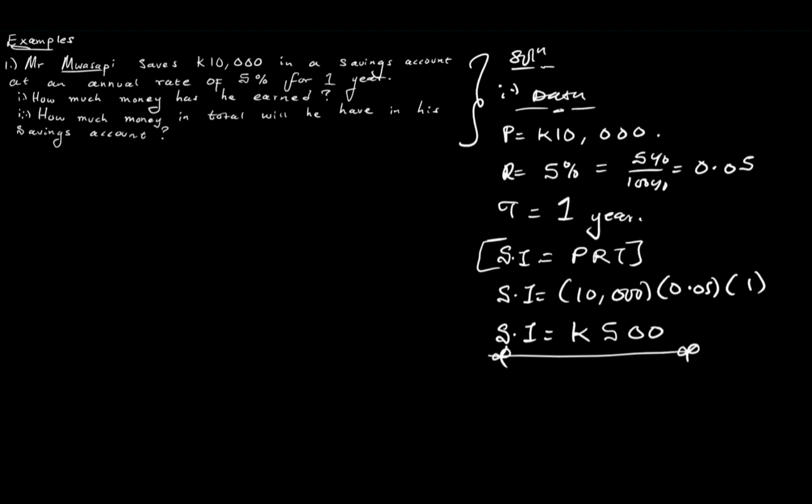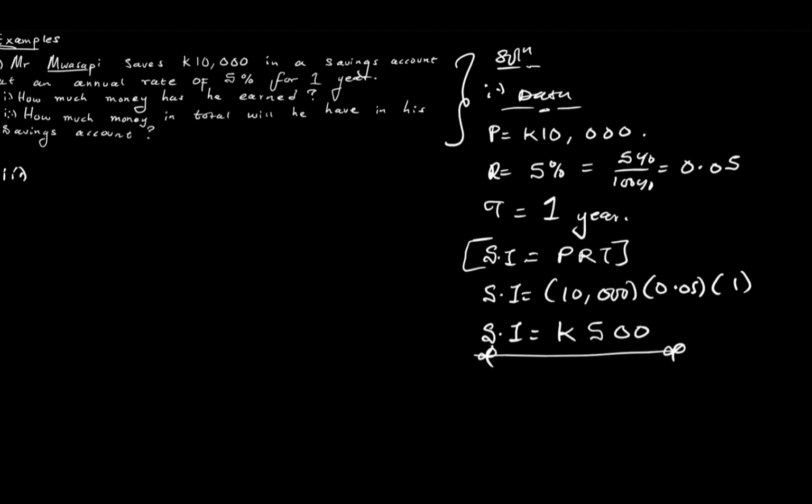Now the second question is telling us to say, how much money in total will we have in a savings account? When we talk about the total amount of money, we're talking about the accrued amount. So we're looking for the accrued amount. That's what we're looking for.